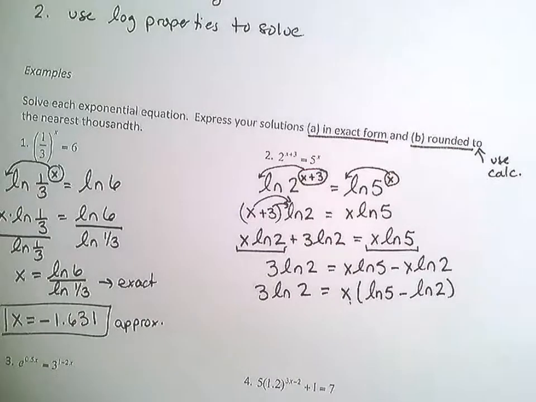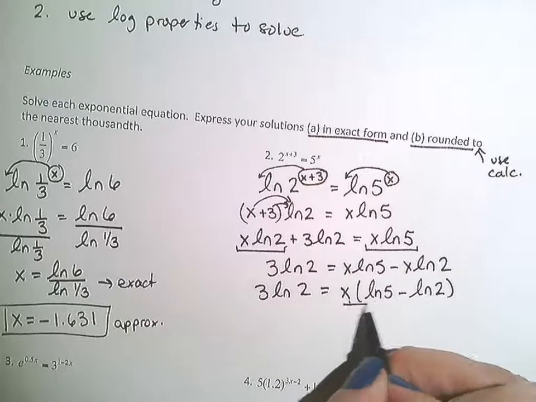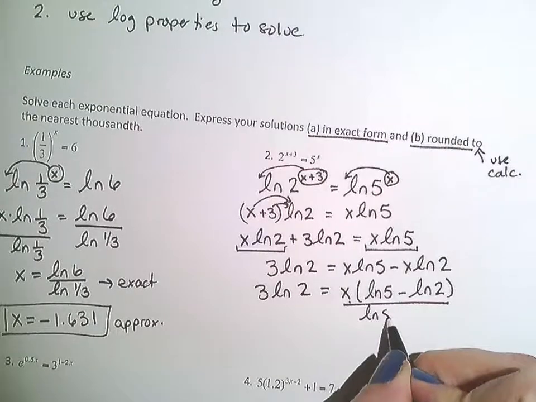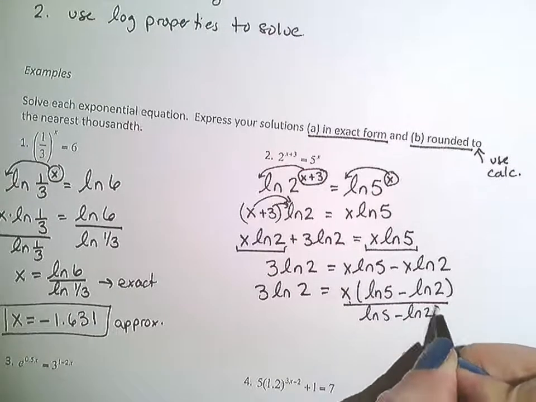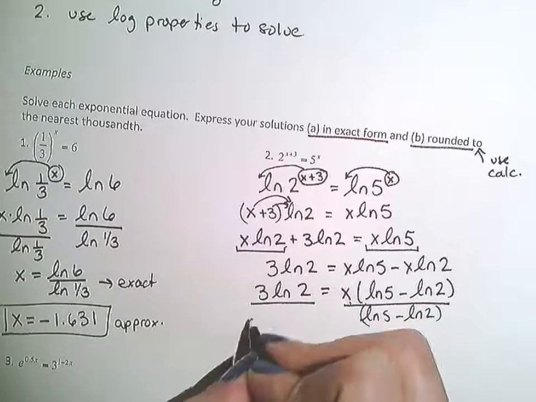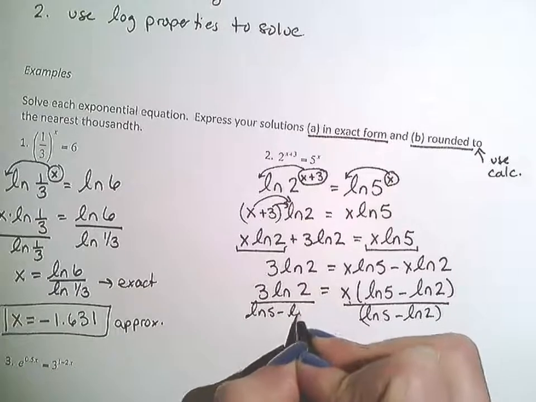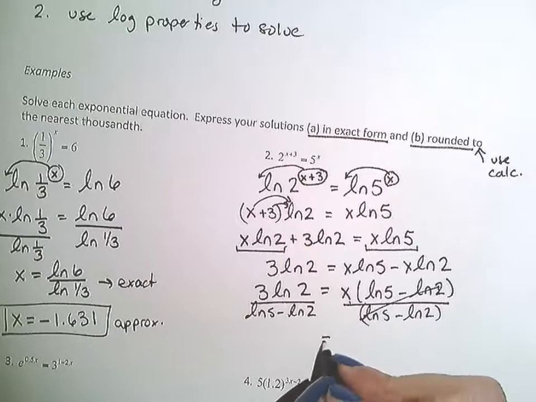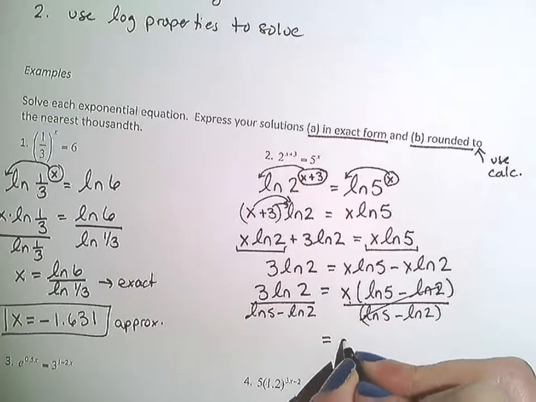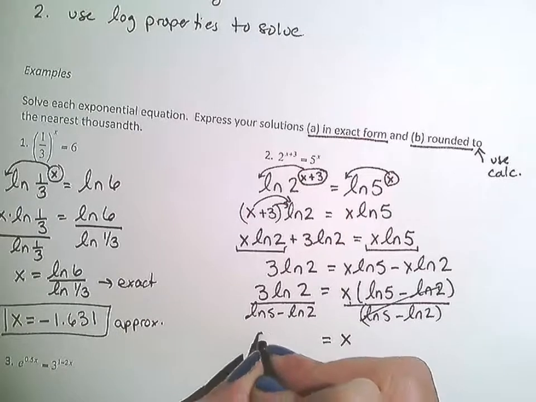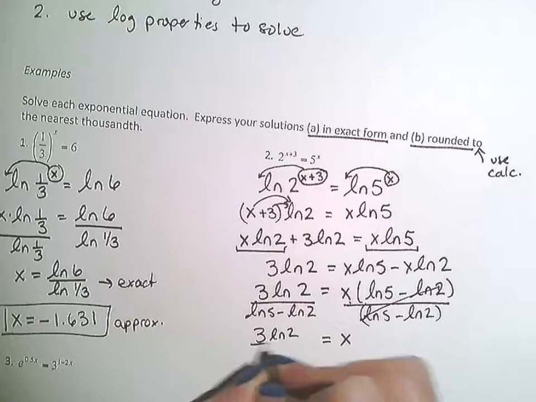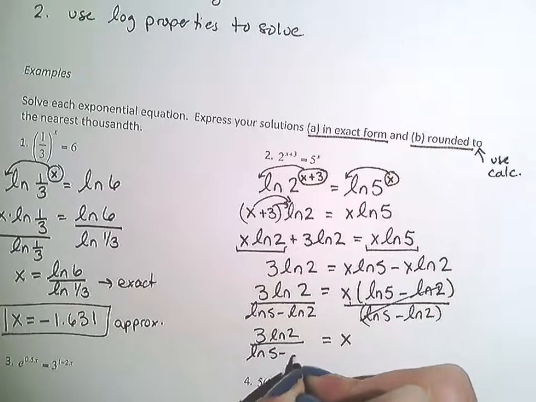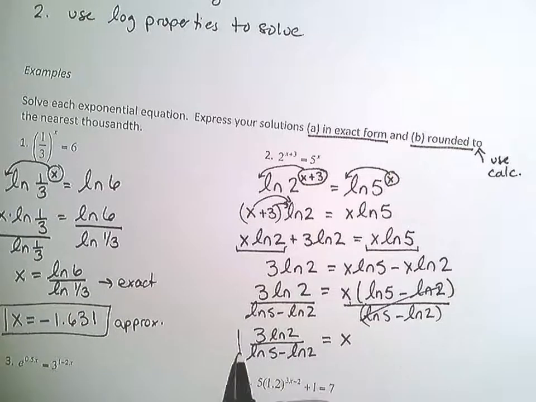And now I can get x by itself by dividing this whole side by ln of 5 minus ln of 2. And I'm dividing this side by ln of 5 minus ln of 2. That cancels out. So my final answer is x equals 3 ln of 2 divided by ln of 5 minus ln of 2. This is my exact.